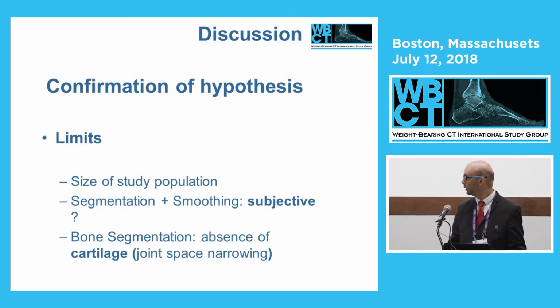So as a discussion, this study confirmed our hypothesis. We were able to distinguish different patterns between valgus and varus hindfoot deformities. The limits were obviously the size of the population and the subjective smoothing process that went on. Also, this is joint space narrowing. So if we have, for example, a cartilage lesion which is only on one side of the joint, we won't be able to discriminate that. We will only see joint space narrowing.